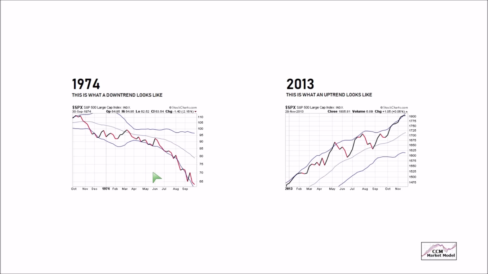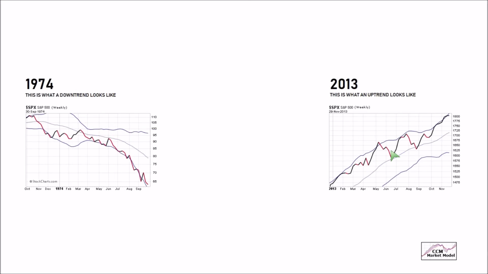Now remember, we reviewed these charts before we biased ourselves with the present day chart of the NASDAQ. This is what a generic downtrend looks like. This is what a generic uptrend looks like on a weekly chart using Bollinger Bands. Let's spread these two charts out, and let's slip in the present day weekly chart of the NASDAQ and compare them head to head.